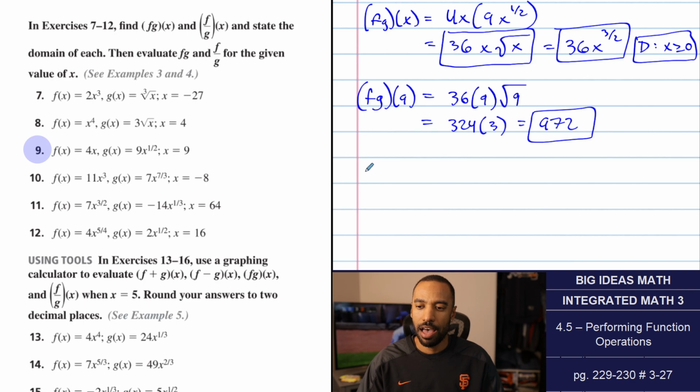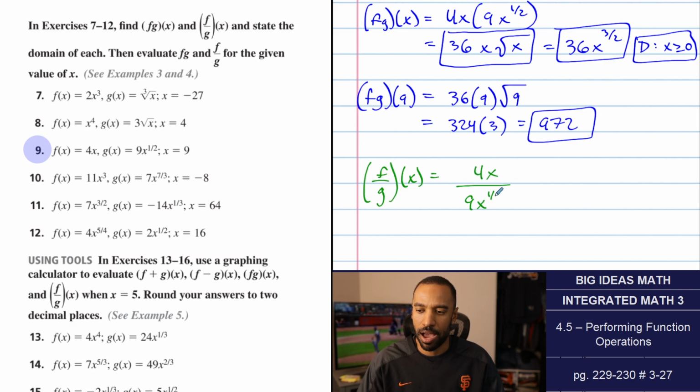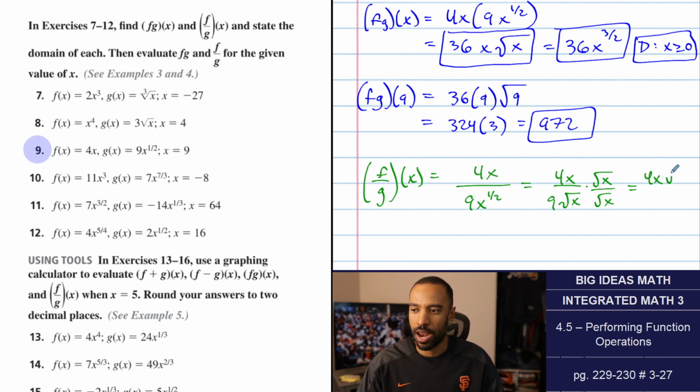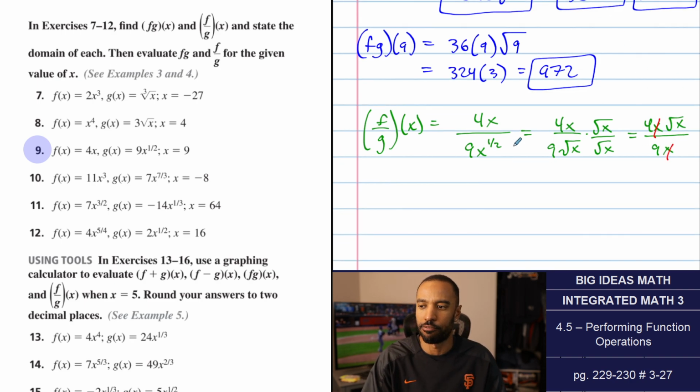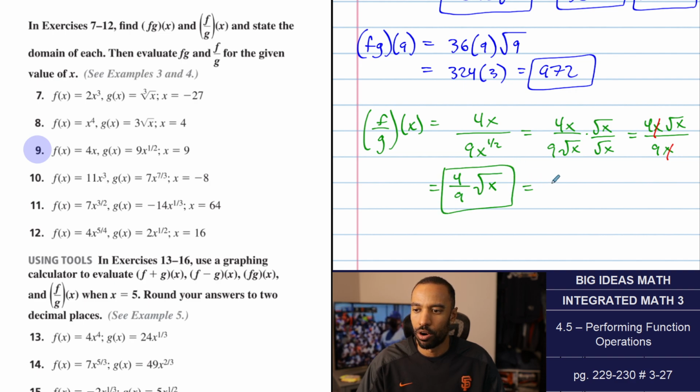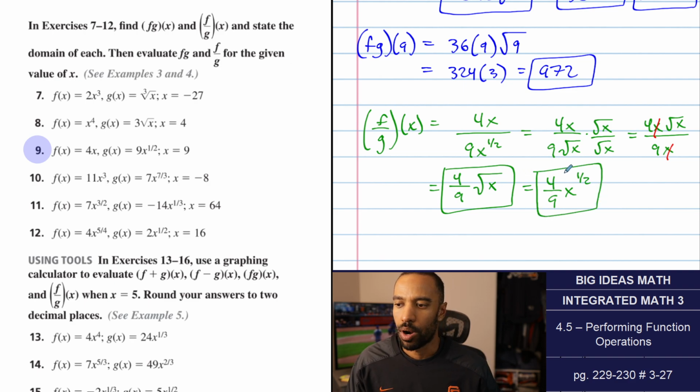Trust in oneself. F over g of x is 4x over 9x to the 1/2 power. Now, if I write my version as 9 times the square root of x, I can rationalize the denominator by multiplying top and bottom by square root of x. And now you have 4x root x all over 9x. These x's can cancel, and that will be 4/9 root x, or 4 root x over 9. Maybe that's a good version you can write, or 4/9 x to the 1/2 power. Square root still involved.